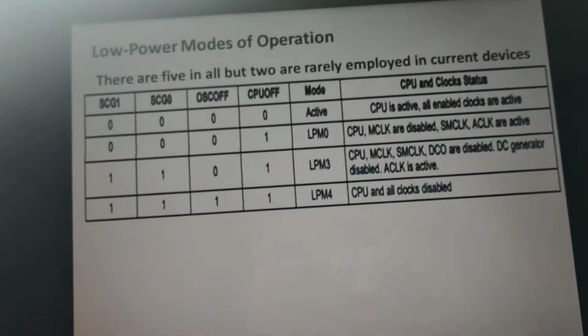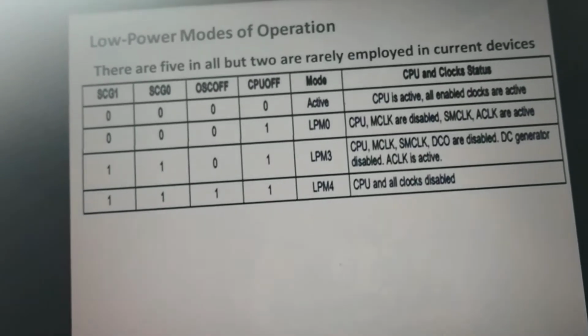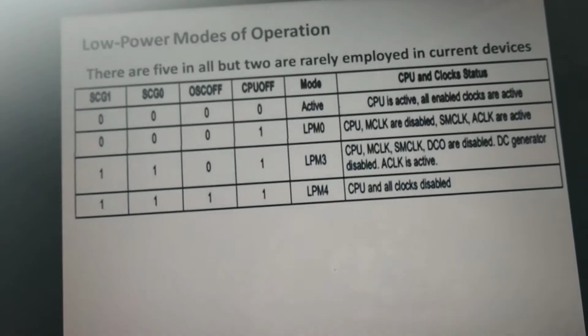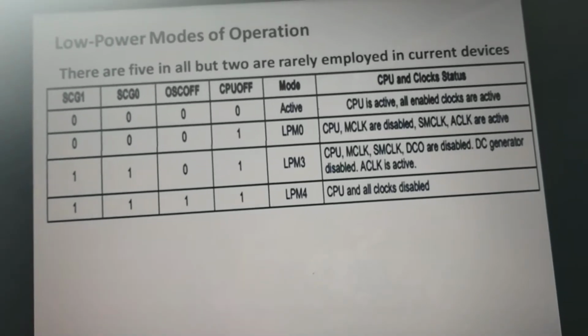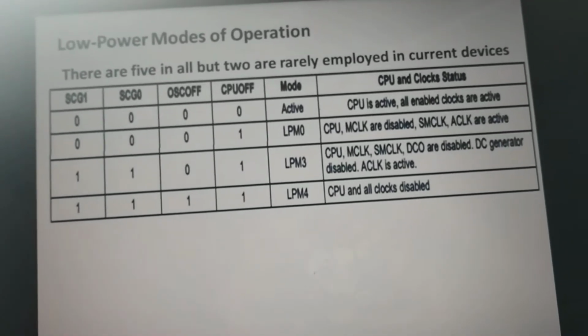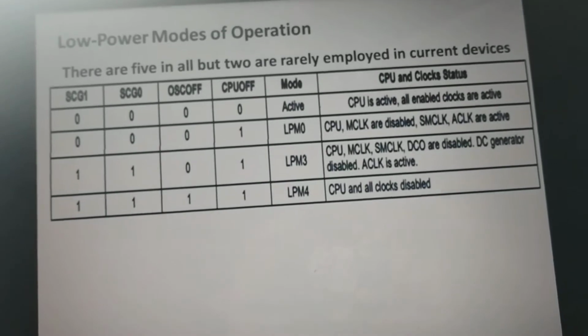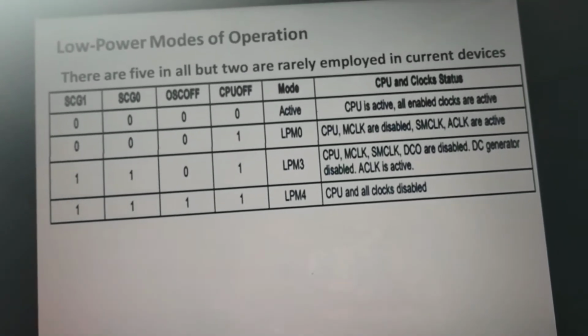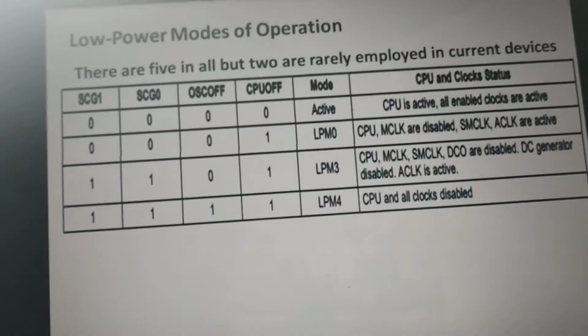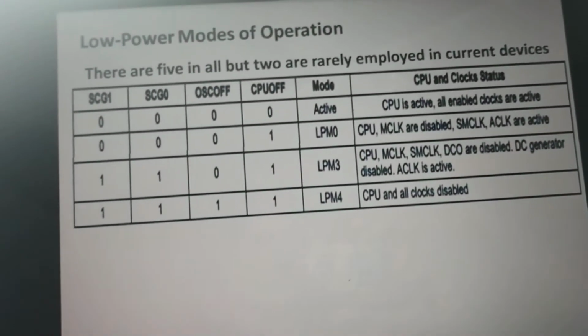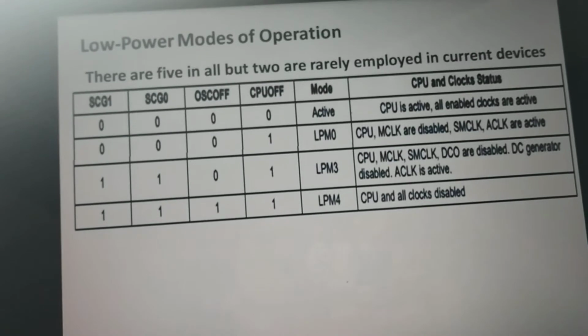So the next one is LPM3. We are not talking about LPM1 and 2 because they are rarely used. We will talk about LPM3. So now in LPM3, we have ACLK that is active. Which are the ones that are disabled? MCLK was already disabled in LPM0 itself. We have the SMCLK also disabled. So the DCO is disabled and the DC generator is disabled.